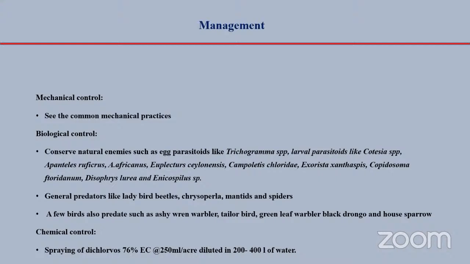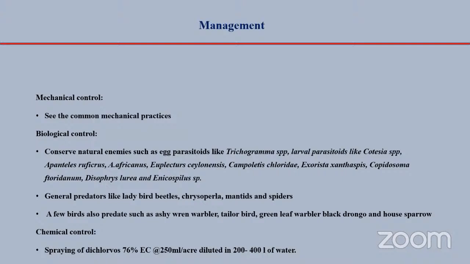So next is the management. Here they have given mechanical control. You have to practice some common mechanical practices, which I will discuss later. For biological control, you have to conserve the natural enemies which are known to be effective for this pest, like egg parasitoids such as Trichogramma species, then larval parasitoids like Peribaea, Aphelinus, Eriborus, Euplectrus, Campoletis, Exorista, Copidosoma, Disophrys, then Enicospilus. These are the parasitoids that are to be conserved in the field.